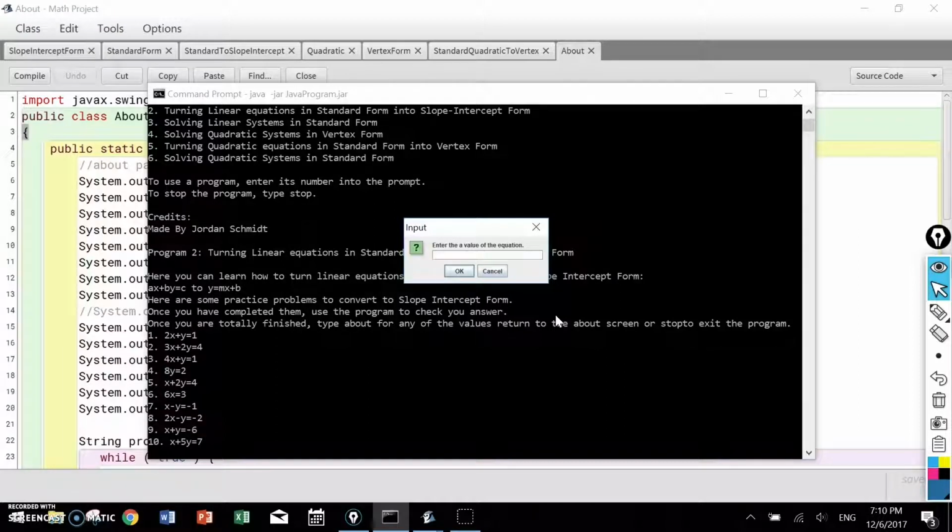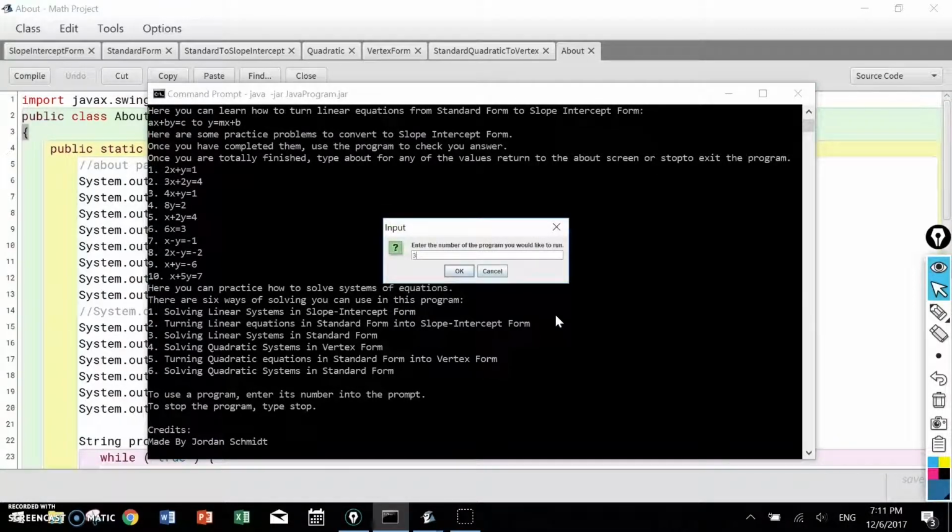So, it works the same way. Just follow the instructions. So, enter the a value of the equation, because this is standard form. So, we enter a 2, and a 1 for the b value, and a 1 for the c value. Then it gives you the slope-intercept version of the equation you told it to transfer.